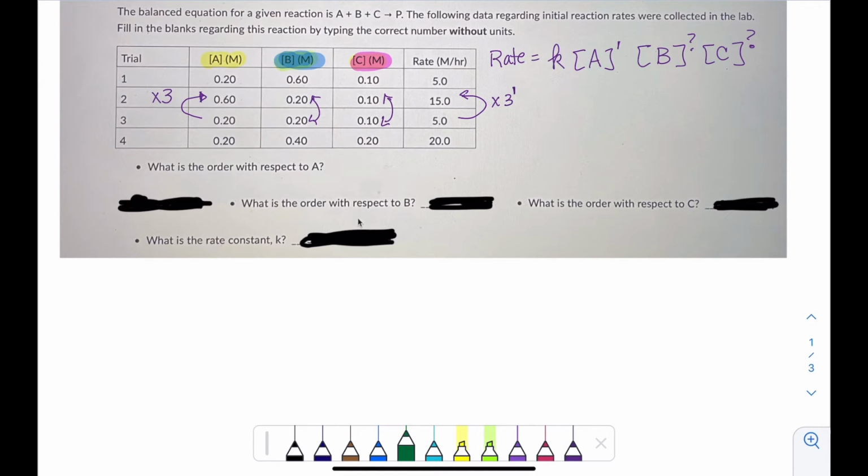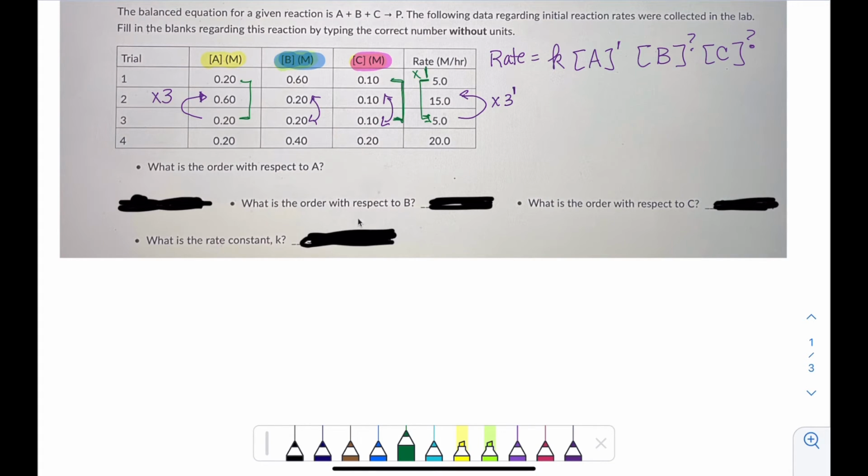All right, now I'm going to figure out B. In order to figure out B, I have to find 2 trials where B is changing, but A and C are staying the same. So I'm going to scan the trials to find 2 trials where A and C are staying the same. And it looks like A and C stay the same as I look at trials 1 and 3. So let me figure out what the rate is doing between trials 1 and 3. And you'll notice it's times 1.